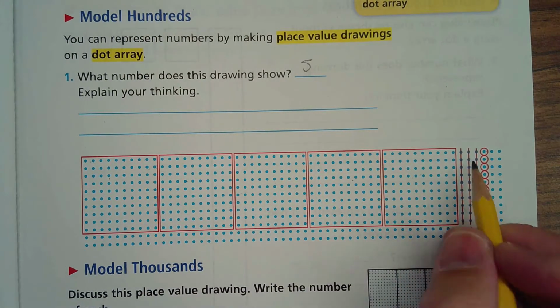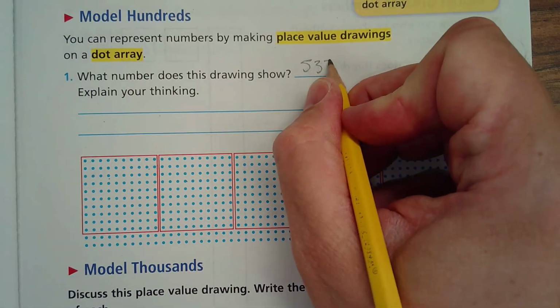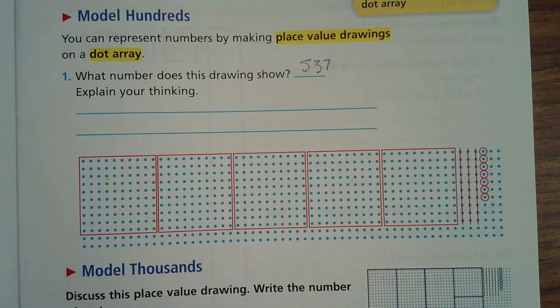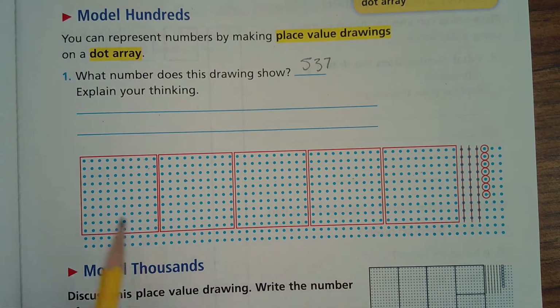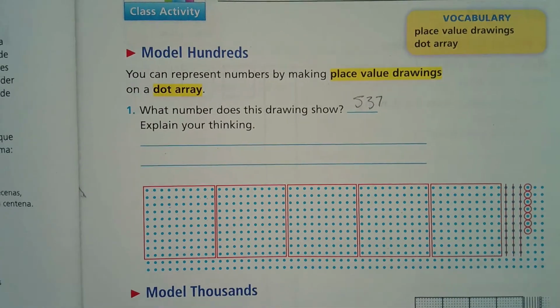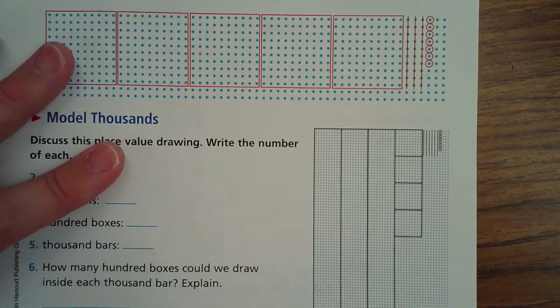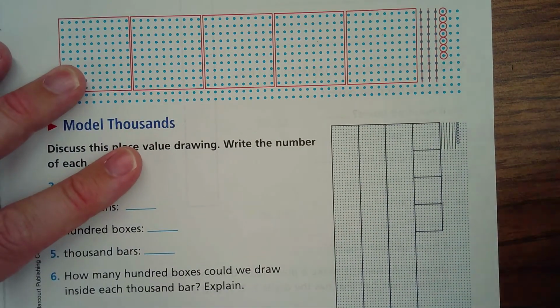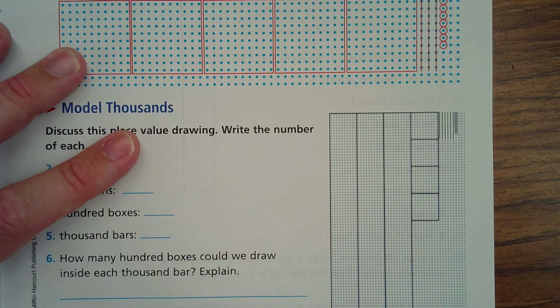500, 3 tens, and 7 ones. 537. And the explain your thinking part, I just kind of walked you through it. So the thinking part would be there are 5 hundreds boxes, right? As we move on down the page, you'll see they've taken the dot array and they have zoomed out so you can see way more dots because they have these long ones now too that are representing 1,000.